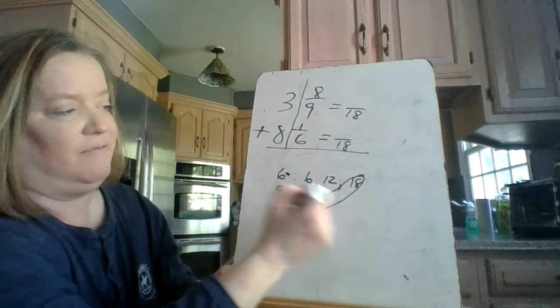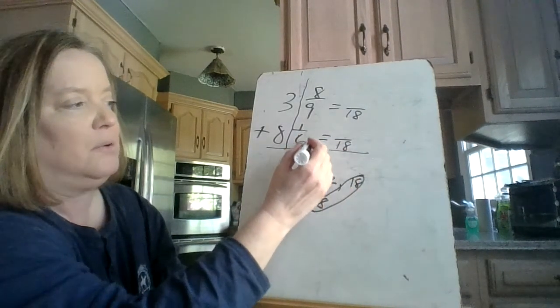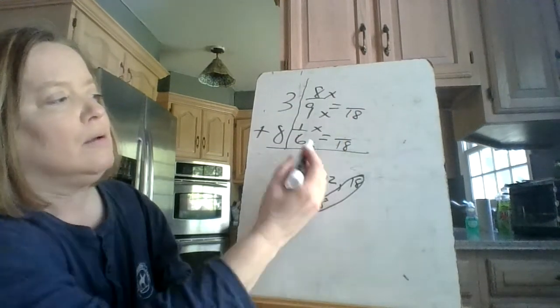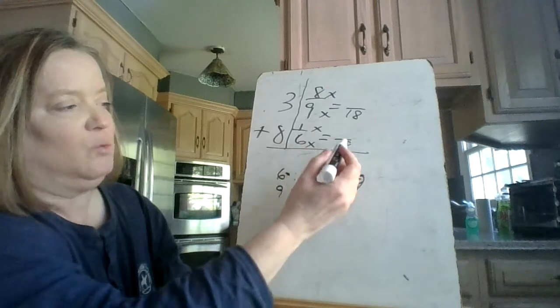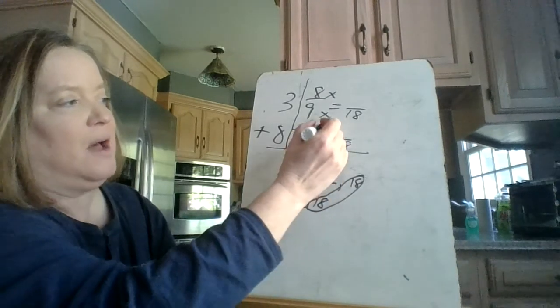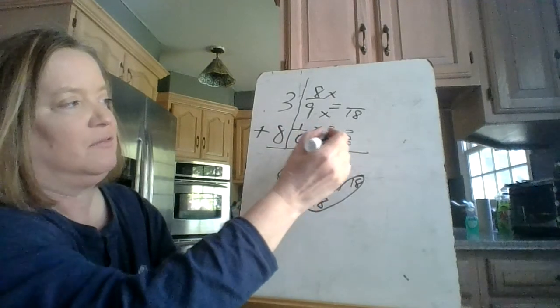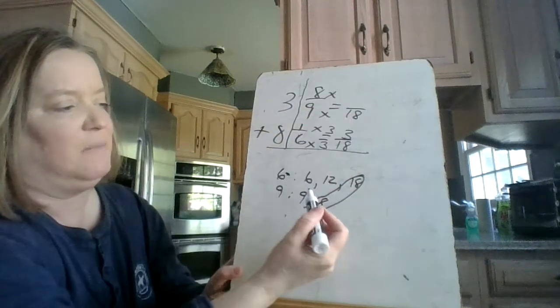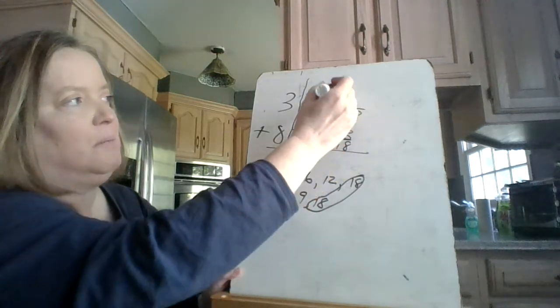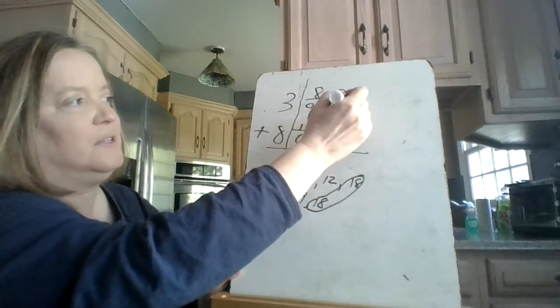So I found this denominator by multiplying, so I'm going to put in the times symbol and run through my number facts. 6 times what gives me 18? 1, 2, 3. Whatever I do on the bottom, I do on the top. So 1 times 3 is 3. 9 times what gave me 18? 9 times 1, 2. Whatever I need to do on the bottom, I'm going to do on the top. So 8 times 2 is 16.